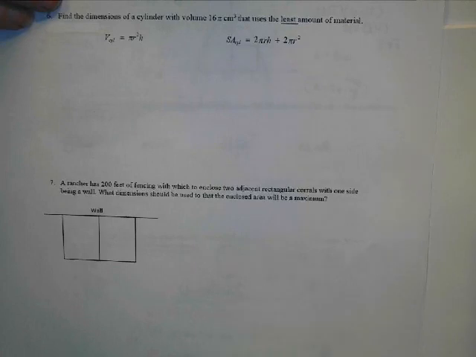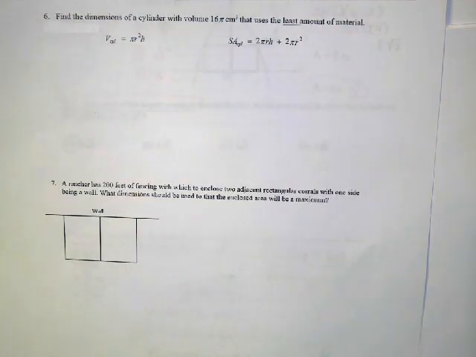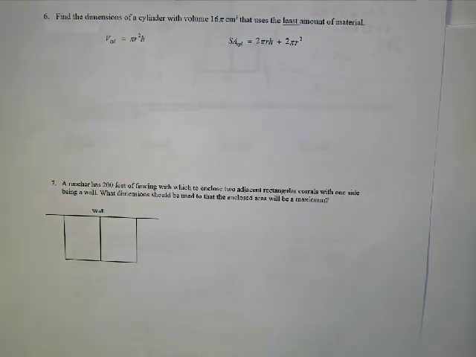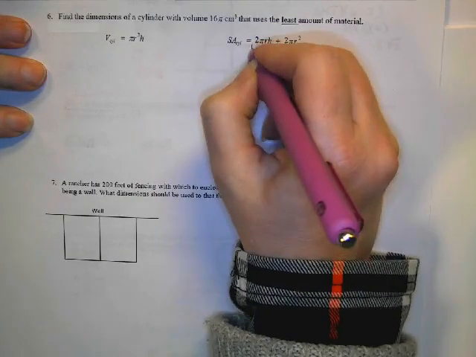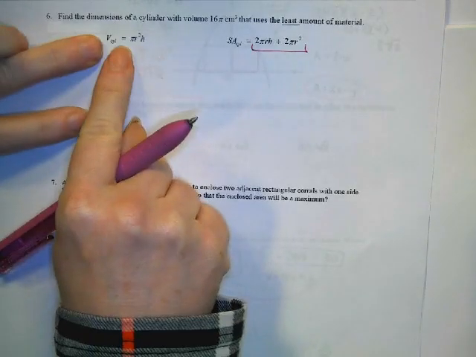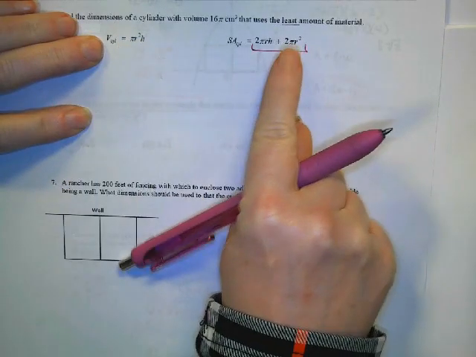Number 6. Dimensions of a cylinder with a volume of 16 pi cubic centimeters, and that uses the least amount of material. So they also gave us surface area. That's going to be how you find the amount of material that's used. So we're minimizing this, which means we need to use this in order to get this piece all in terms of one thing.